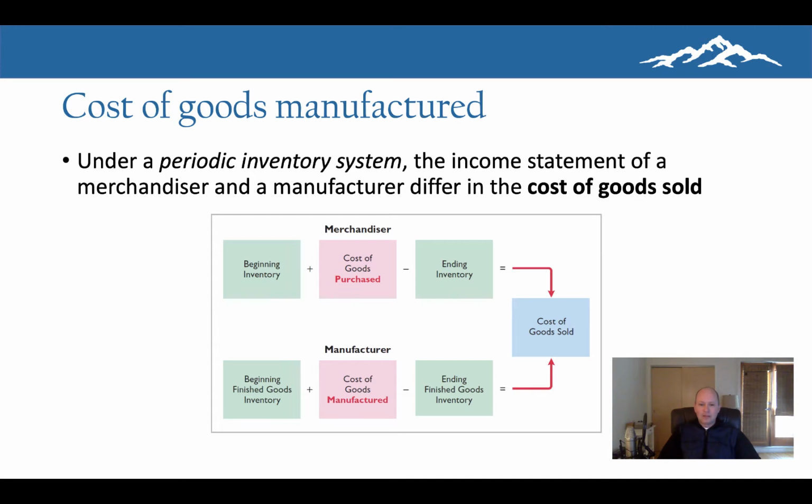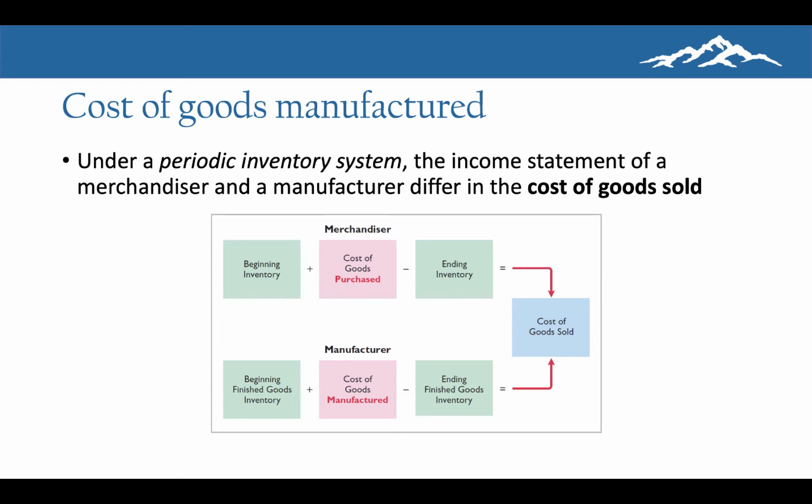Well, manufacturer, you're not purchasing goods, you're making goods. So it's beginning finished goods inventory, which is the inventory you could sell. Those things are done, they're good, they're ready to go. You add the cost of goods manufactured. You take away ending finished goods inventory. So beginning plus cost of goods manufactured minus ending is your cost of goods sold. And I think that makes sense.